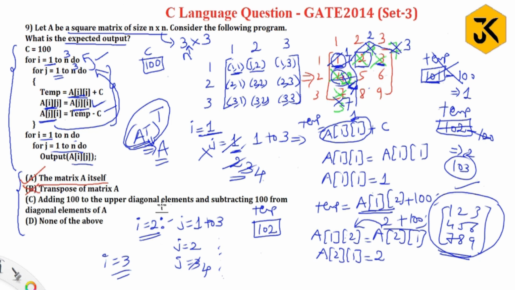Adding 100 to the upper diagonal elements and subtracting 100 from the lower diagonal elements, this is not the case, and none of the above. So option A is the correct answer.